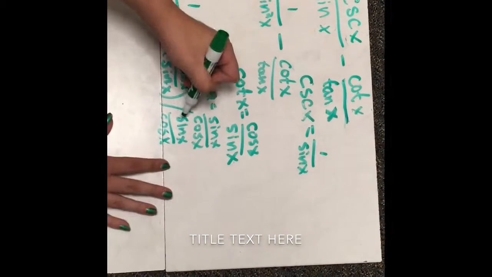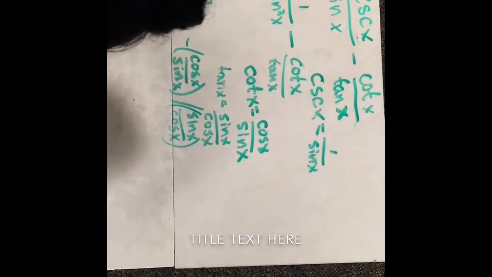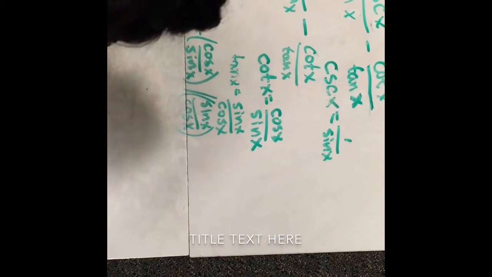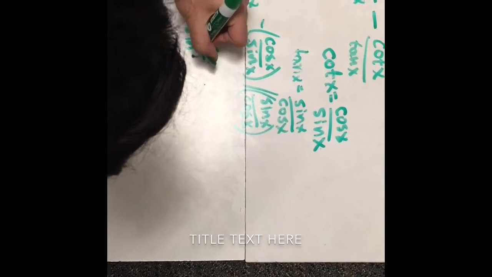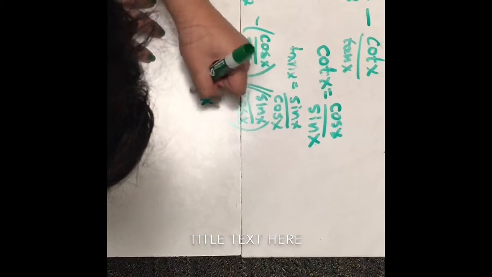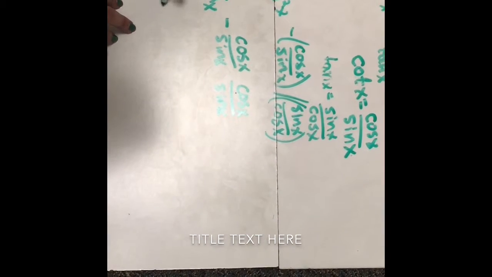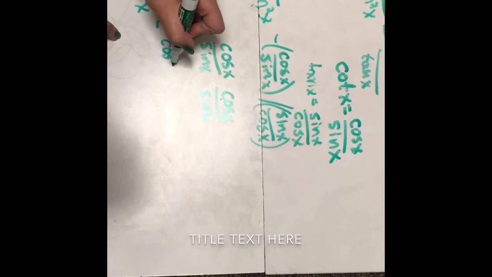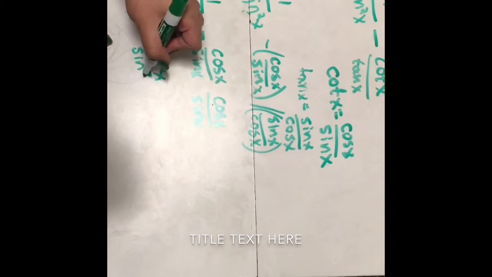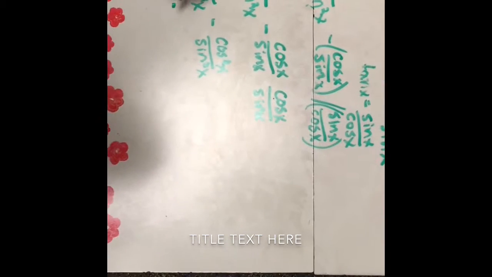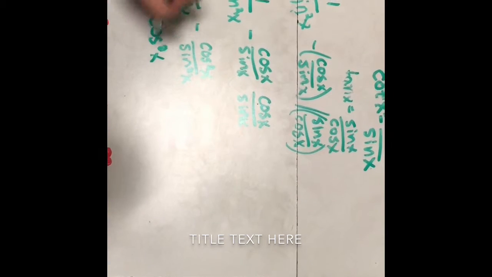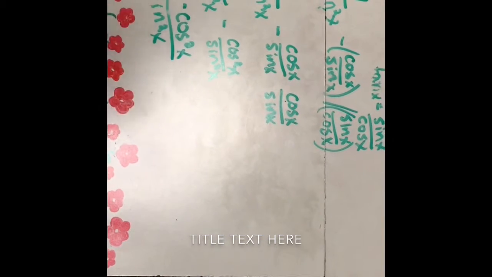And so I'm going to multiply by the reciprocal of this instead of dividing. So I have 1 over sine squared x minus cosine of x over sine x times cosine of x over sine of x. So I can change that to 1 over sine squared x minus cosine squared x over sine squared x. I can put those over a common denominator, sine squared x.